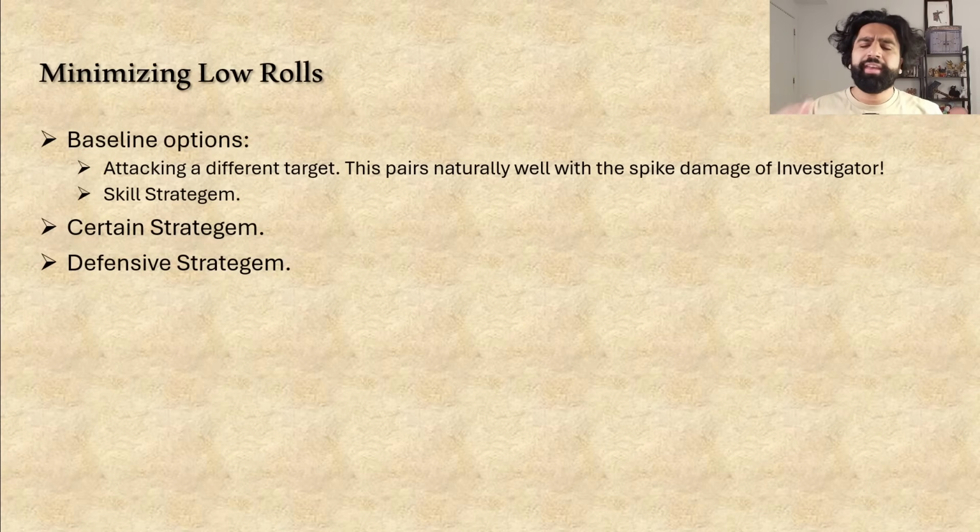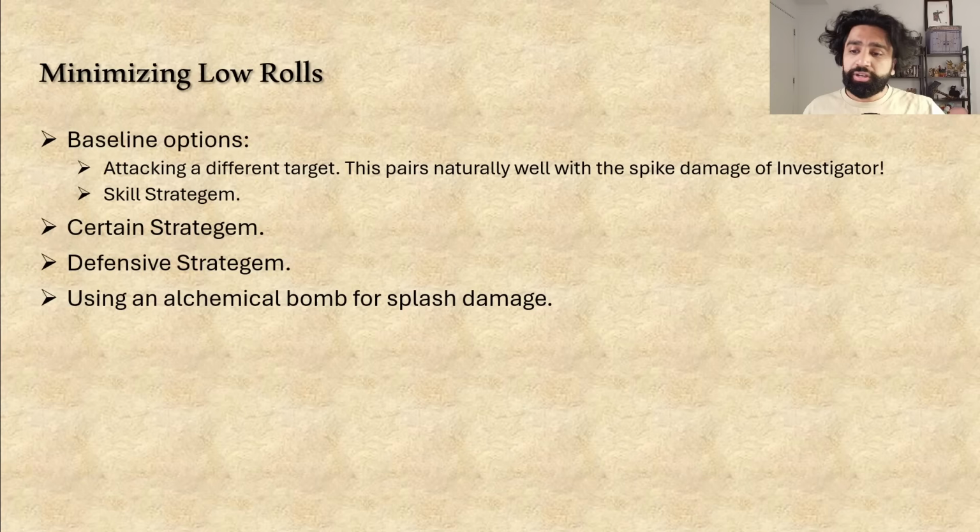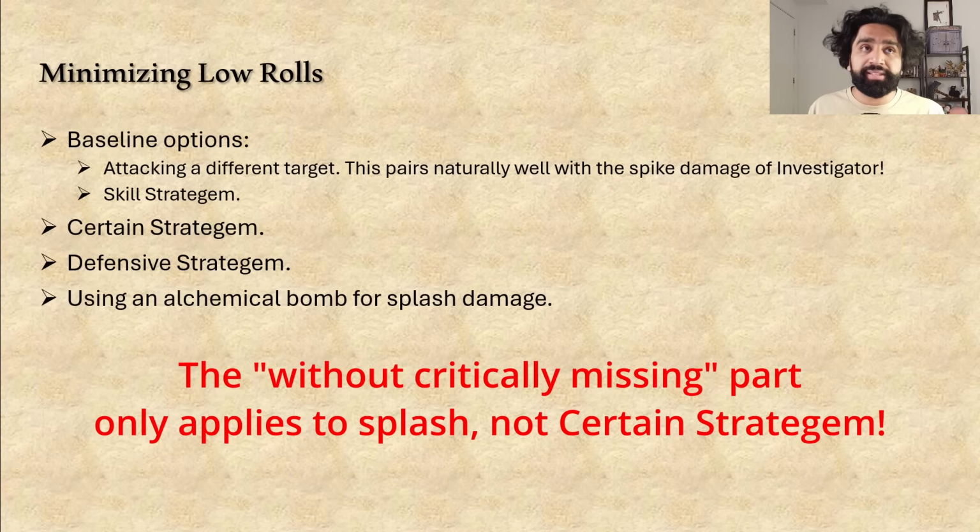Now we can talk about a few options that are a little more outside your class. First, you could try using an alchemical bomb or something of the sort for splash damage, anything that has something useful when you roll low. Notably, the alchemical bomb pairs really well with Certain Stratagem because now you're doing a little bit of splash damage and you're doing half your strategic strike damage if you miss without critically missing, and then the splash also has the AoE factor attached to it.